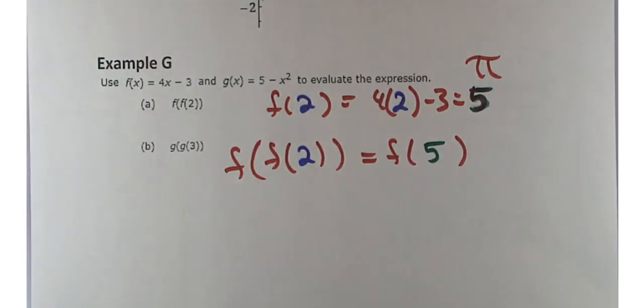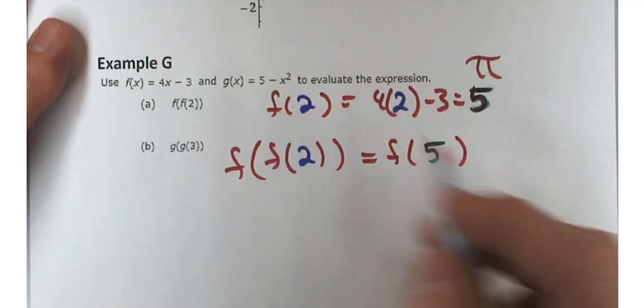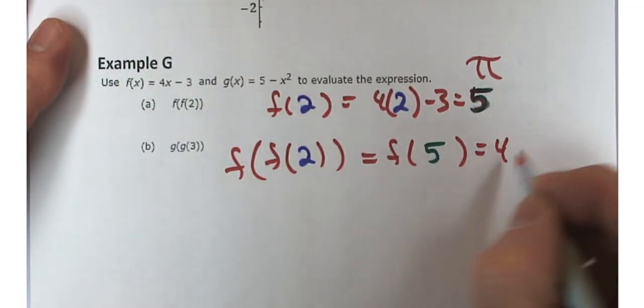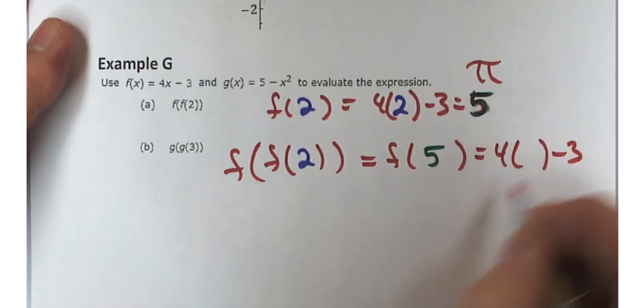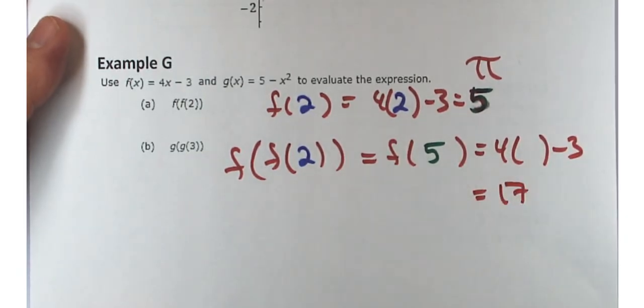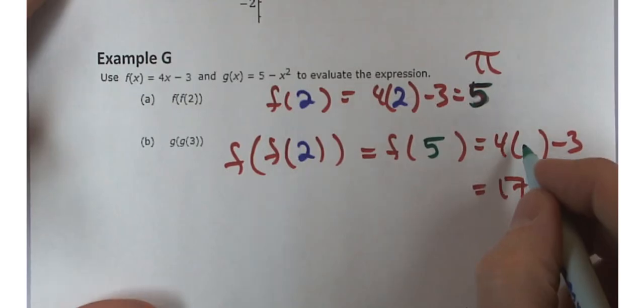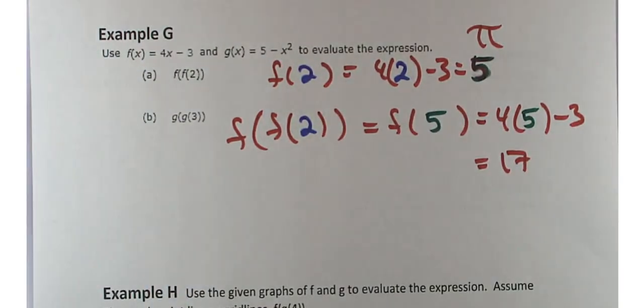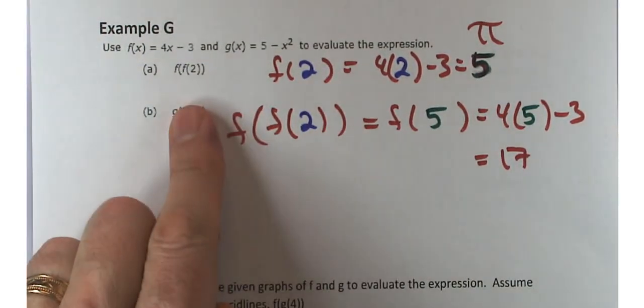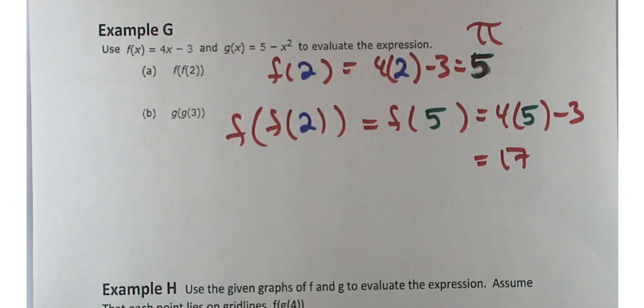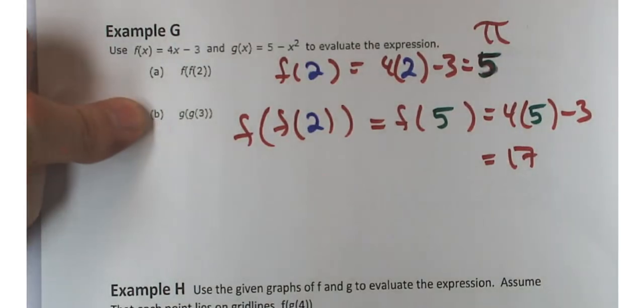What would f of 5 equal? 17. Yeah. 4 times 5 is 20, minus 3 is 17. Nice, thank you. This is called function iteration. When you take the output from one function and put it back into the same function, and you keep on going, it's called function iteration. It leads to some pretty cool things, more than I can discuss right now.